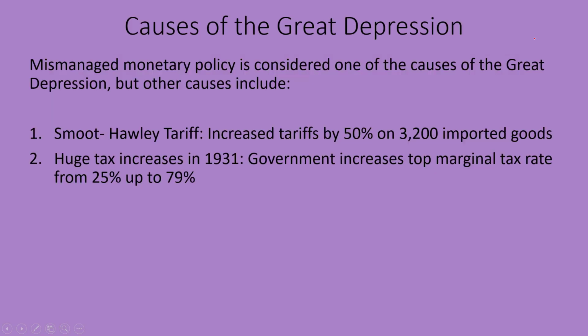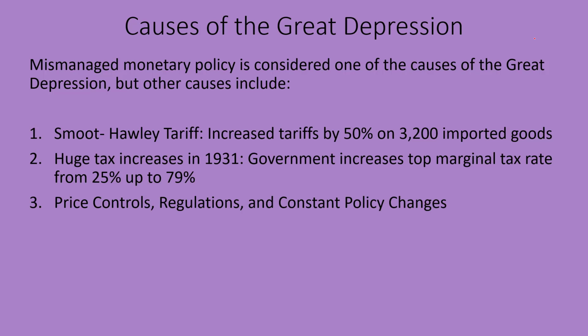All right. So again, this is a situation that Milton Friedman was talking about, where monetary policy made a depression worse. You combine that with a huge trade restriction, which we know is bad. We talked about how free trade or voluntary exchange is a good thing back in Chapter 2, as well as a huge tax increase, which reduced the incentive to produce. And then the final thing that happened during the Great Depression was you had a lot of price controls, regulations, and constant policy changes. And it's hard to have a strategy for how you're going to improve your own life and improve the economy when the rules are constantly changing. And that was one thing that was happening during this time period.